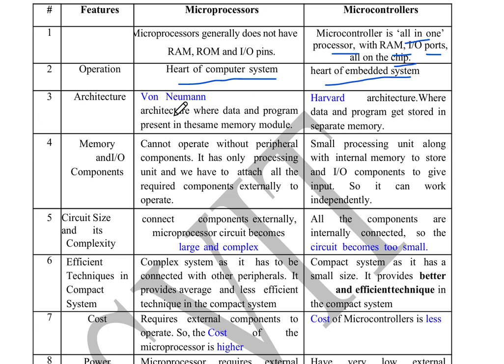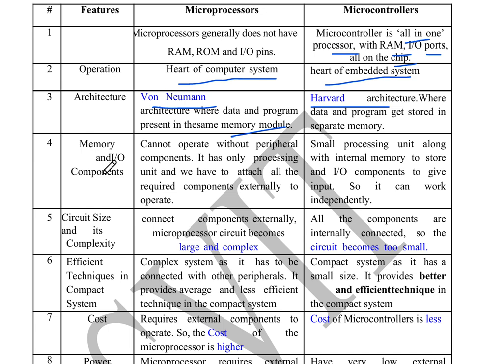Architecture. Microprocessors follow Von Neumann architecture, where data and program are present in the same memory module and they have one bus for both instruction and data. Whereas microcontrollers follow Harvard architecture, where data and program get stored in separate memory and they have two separate buses, one for instruction and one for data.